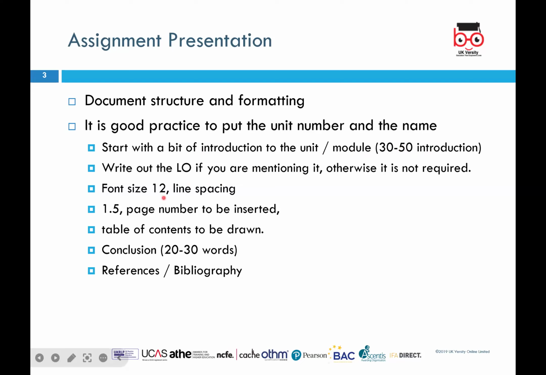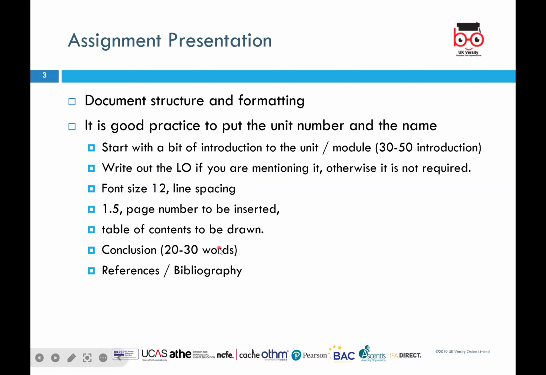The font size should be 12 and your line spacing should be 1.5 throughout the document. You need to insert the page number. Ideally, it's done down at the extreme right, at the bottom of the page. But there's no hard and fast rule, but it has to be there. Okay.